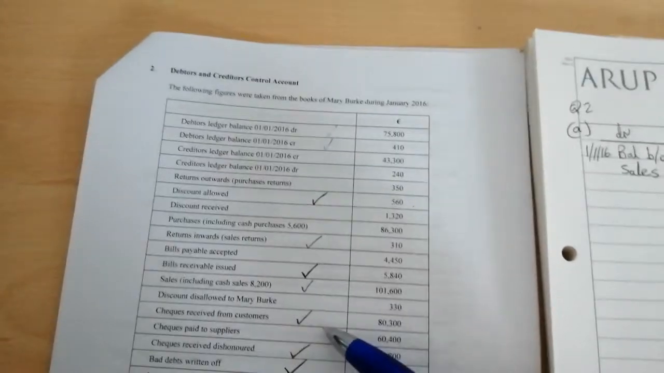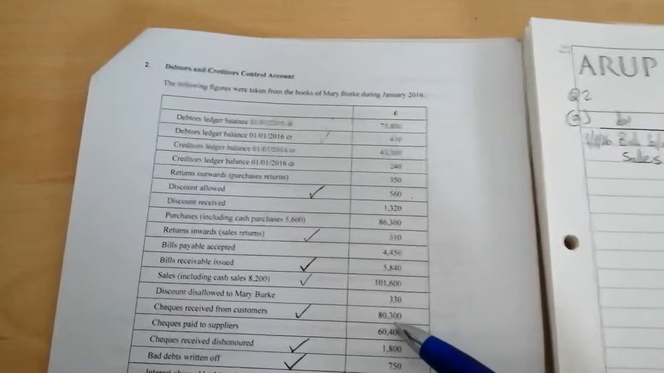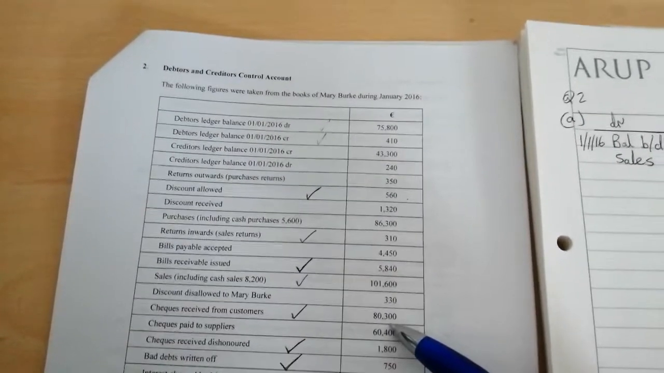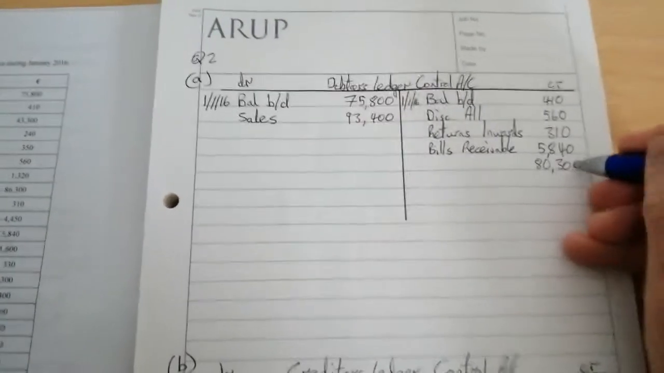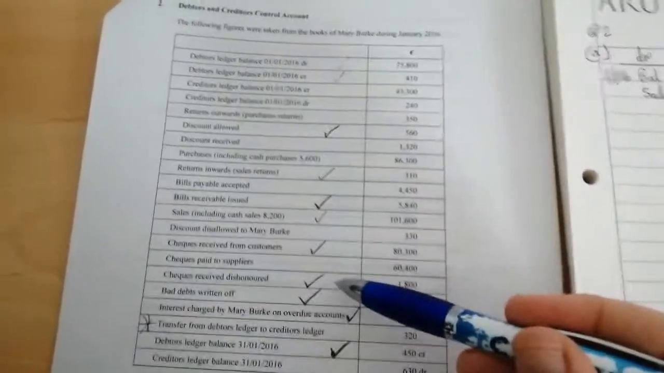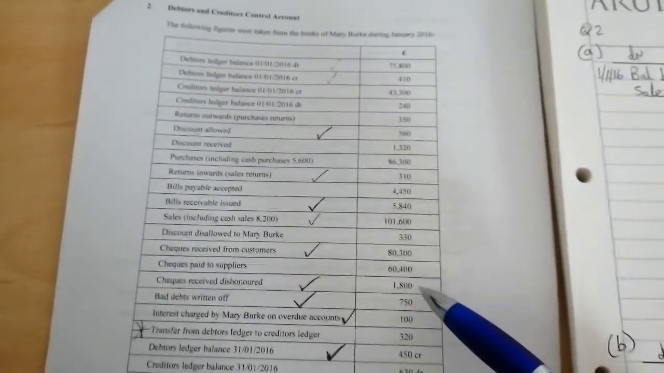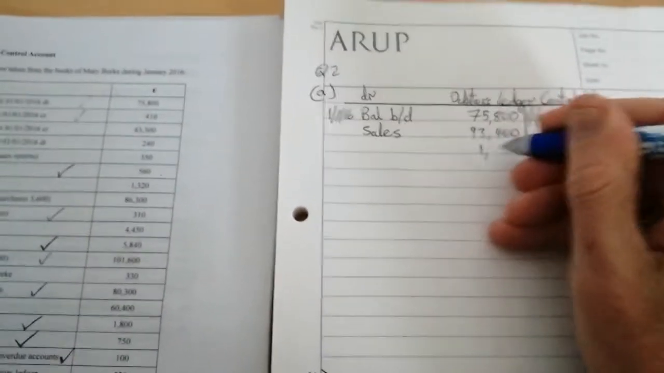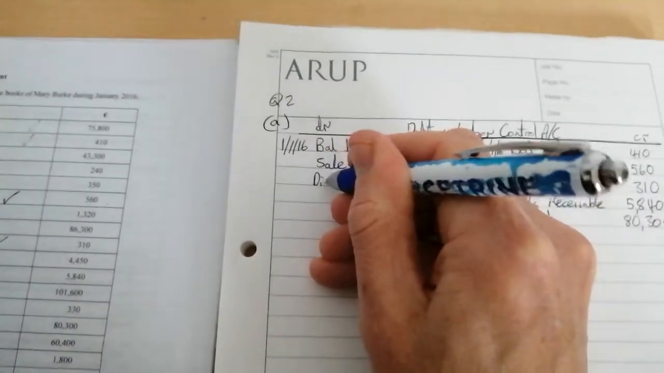Checks received from customers. If we received 80,300 from our debtors, that means they don't owe us as much anymore. So it reduces the amount owed, 80,300. And since it was checks received, we just say bank. Okay, maybe I'll do one more. Checks received dishonored, 1,800. Some of those checks that we received bounced, so that means they still owe us that money, so that increases the amount owed by 1,800. And we'll say dishonored checks.